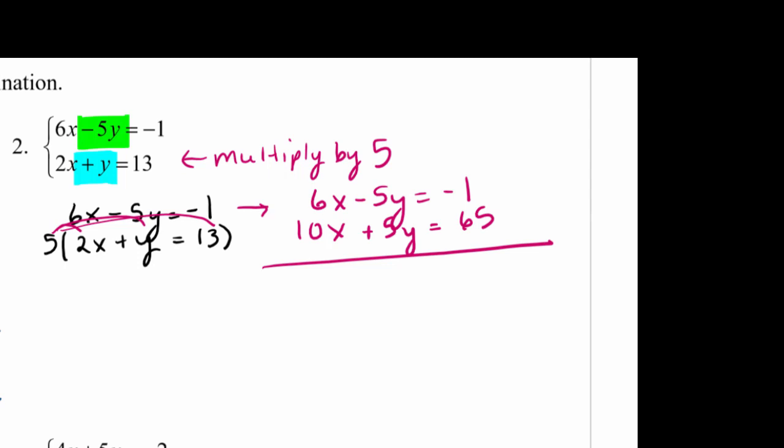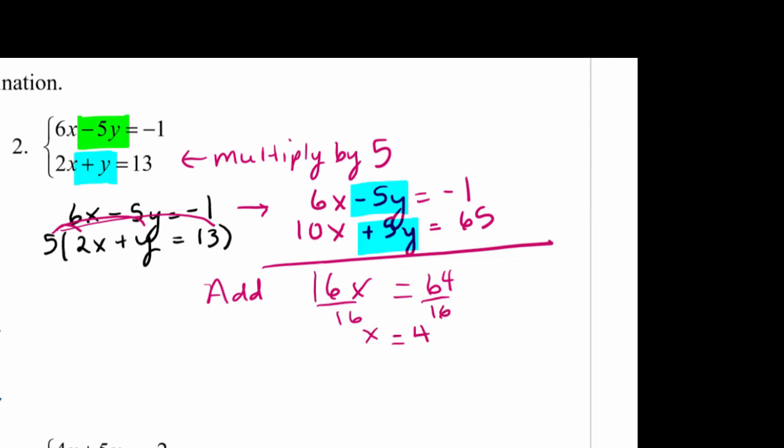And now look, now this is good because I have a negative 5y and a positive 5y. So I have opposite coefficients in the same variable, which means that I can now add the equations. And so I get 16x, this is 0, and then here I get 64. And dividing by 16, I get x equals 4. Now I get to pick, and I am going to pick the second equation to solve for y.